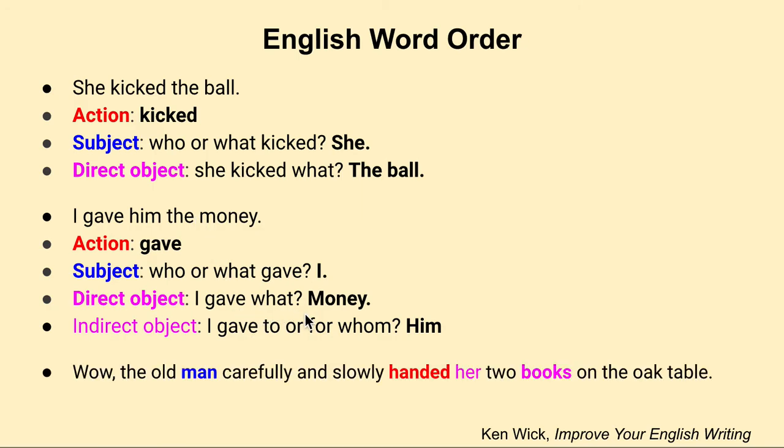So if we go back to the sentence that we had on the previous slide, let's use that as an example: the old man carefully and slowly handed her 2 books on the oak table. What is the action? Well, the action is handed. Who or what handed? The man handed. The man handed what? Books. The man handed to whom? To her. You could actually boil this sentence down, because all these other things are adjectives and adverbs, to the man handed her books. That's actually the core of the sentence. Everything else here is just an adjective or an adverb or a prepositional phrase.